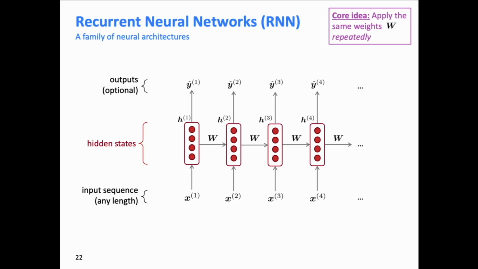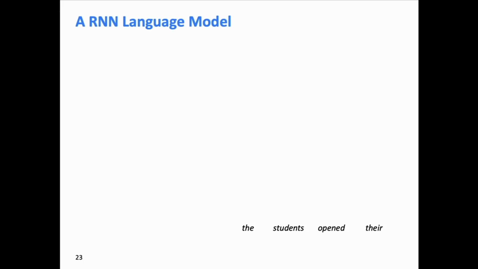Additionally, you can also have some outputs from the RNN. These y hats are the outputs on each step. They're optional because you don't have to compute them, or you can compute them on just some steps and not others. It depends on what you want to use your RNN to do. Okay, so that's a simple diagram of an RNN. Here I'm going to give you a bit more detail.